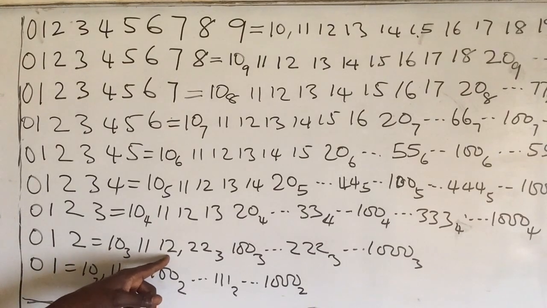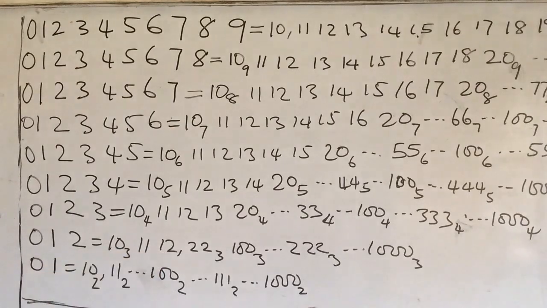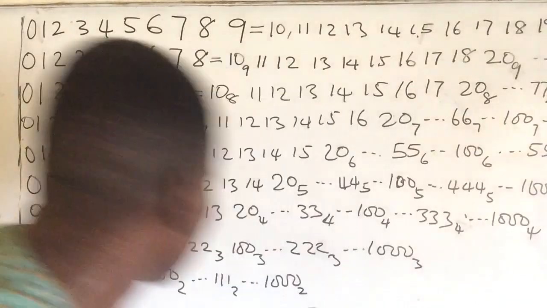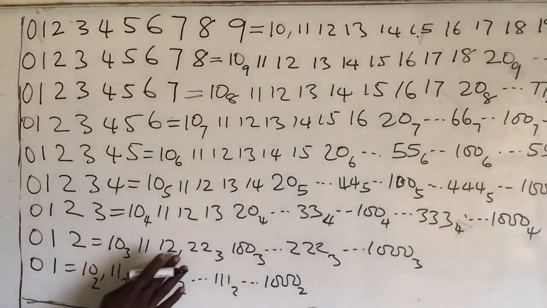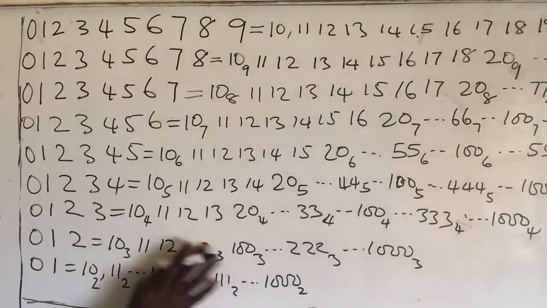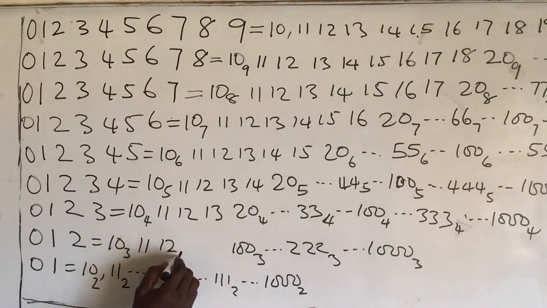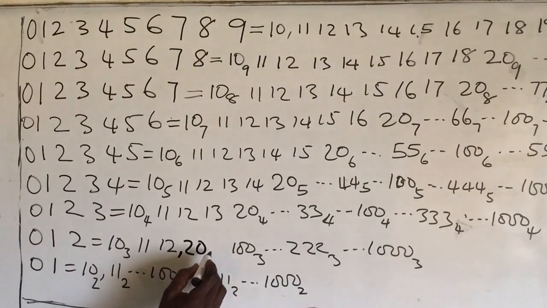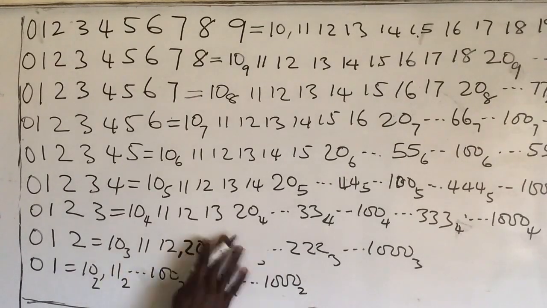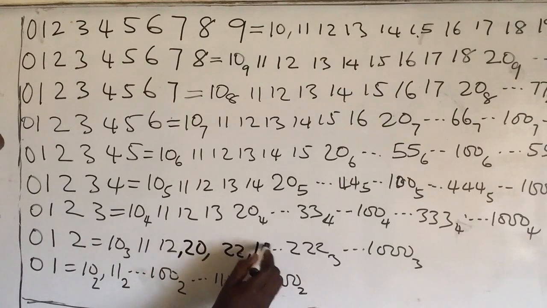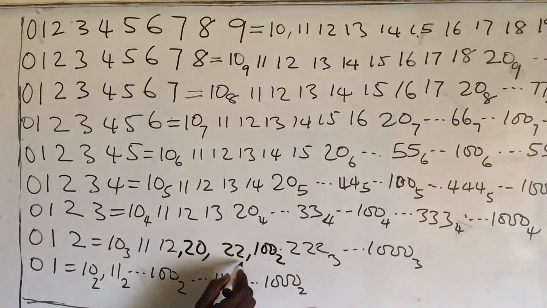After 12 is where you will meet the number called 20. Then you continue like that to 22 before you meet the 3-digit number in base 3.